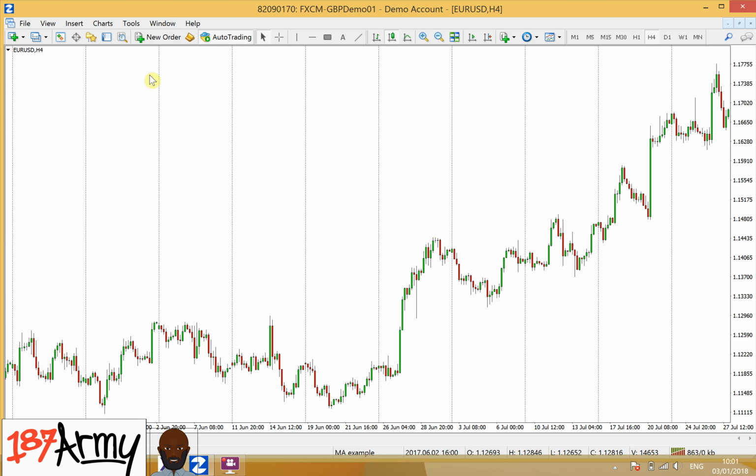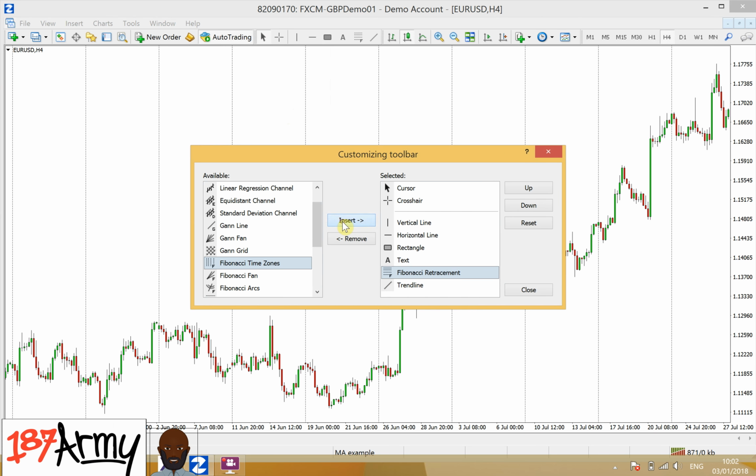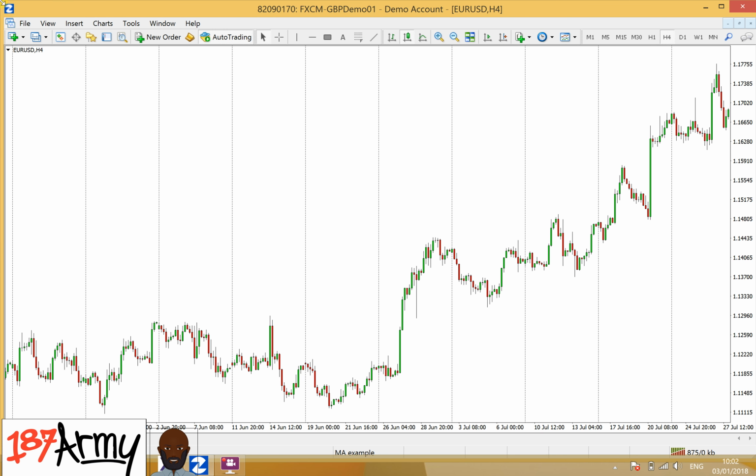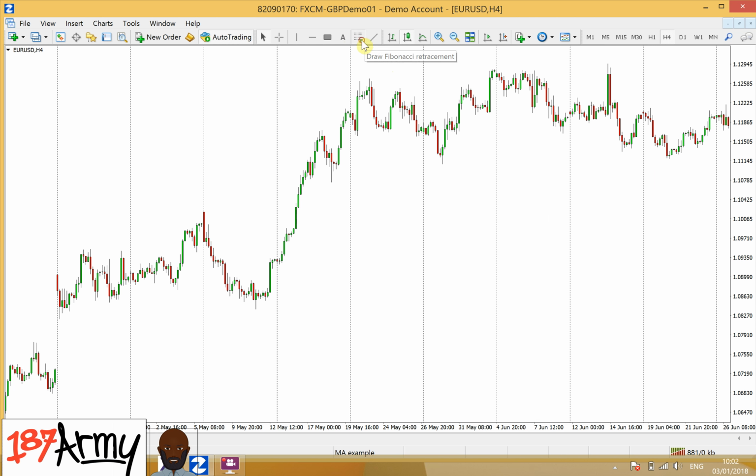So Fibonacci tool, I'll show you a quicker way to have the Fibonacci tool at the ready all the time. You go here, this little dotted line section next to the cursor, then you right click, press customize, scroll down to Fibonacci retracement and press insert. There you can see it's been inserted, and then you press close. So now instead of having to go to insert and Fibonacci and go across, now all you have to do is click this here.